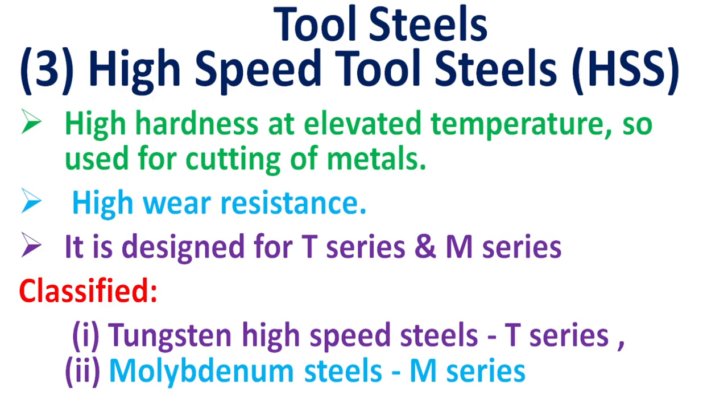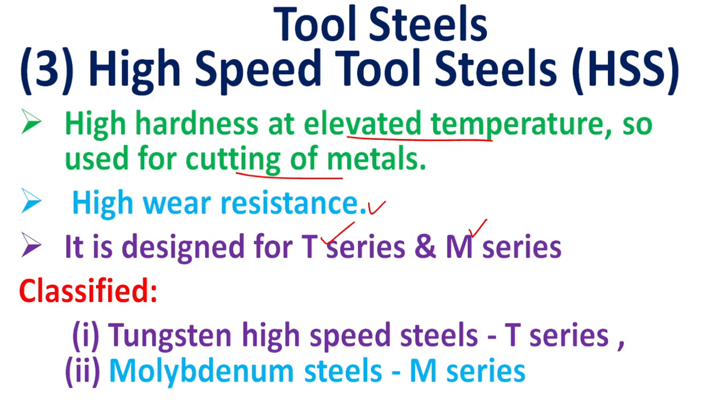Tool steels. High speed tool steel is one type of tool steel material, the HSS, high speed tool steels. It has high hardness at elevated temperature. This is mainly used for tooling material, for cutting of metals. It has high hardness at elevated temperature and also high wear resistance. It is also designated as T series and M series material.